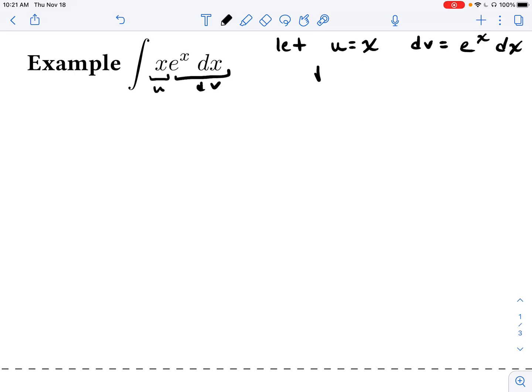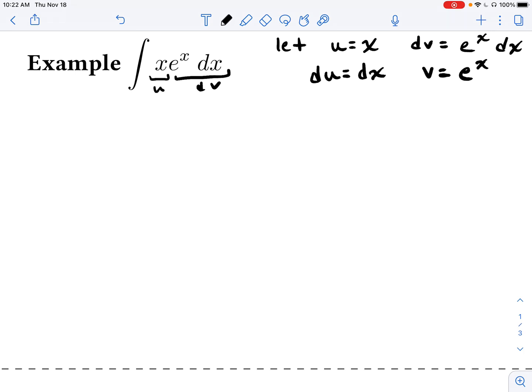Well, why is that? du, that derivative is very simple. The derivative of x is just 1, so we can just say du/dx is 1, or du equals 1 dx. dv, this is a really easy function to integrate as well. v is equal to e to the x.